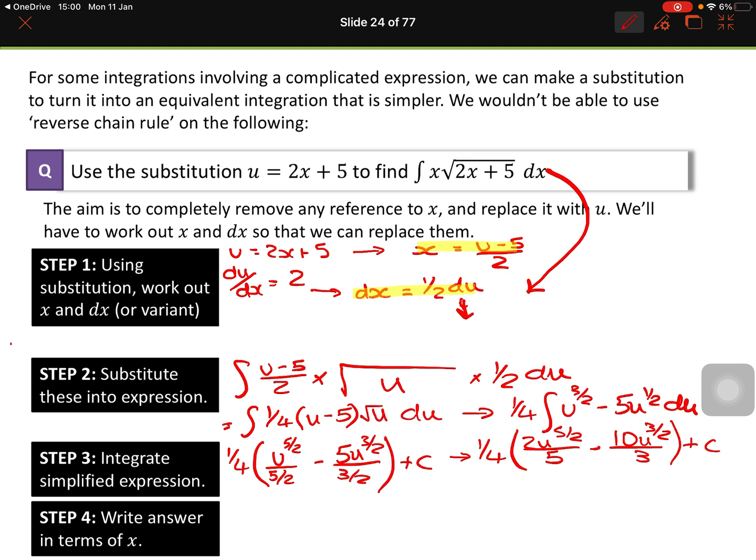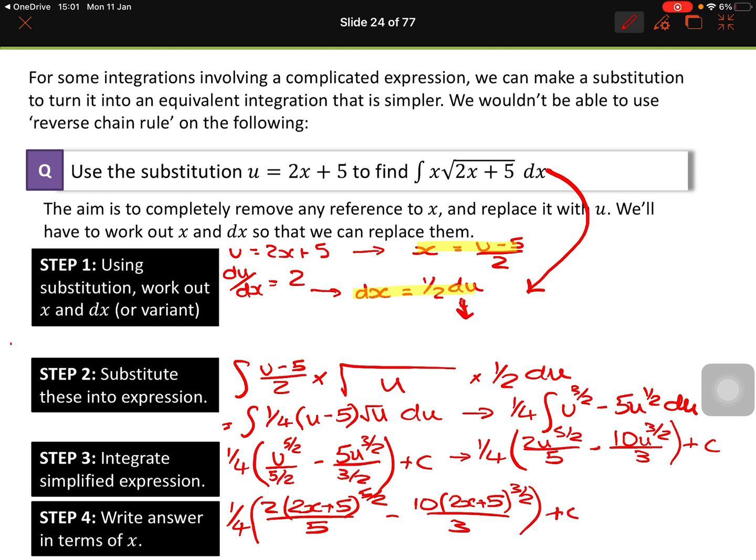From there, we can put our values of x back in. Because we know that u is 2x plus 5, we can sub those values back in again. So we get a quarter, lots of 2, lots of 2x plus 5 to the 5 over 2 over 5, minus 10 lots of 2x plus 5 to the 3 over 2 over 3, plus c.